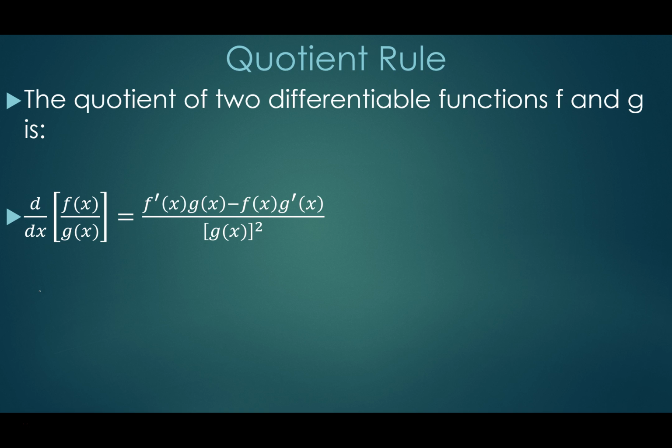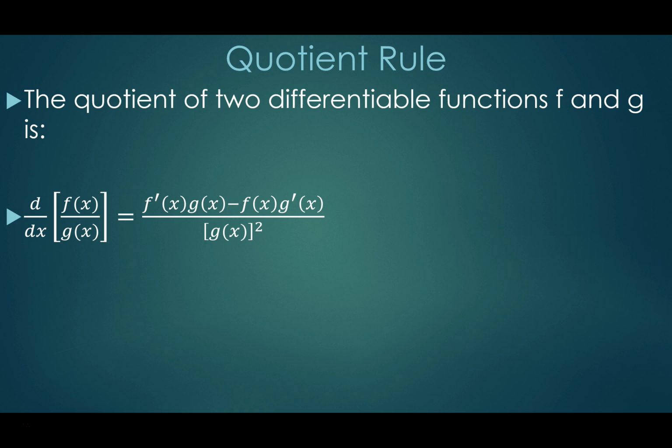The derivative with respect to x of f of x over g of x is a little more complex than the product rule. This is where order does matter. We're going to do the derivative of the top times the bottom minus the top times the derivative of the bottom, all over the bottom squared. Because of this minus sign, you have to be careful.